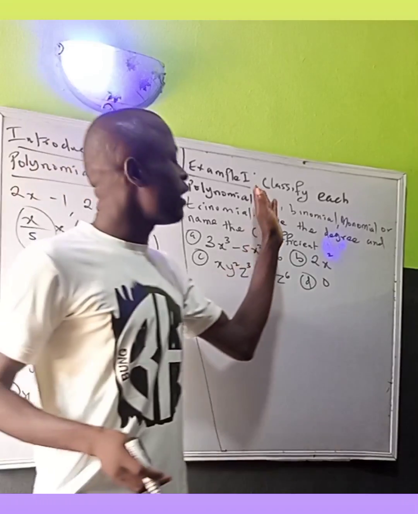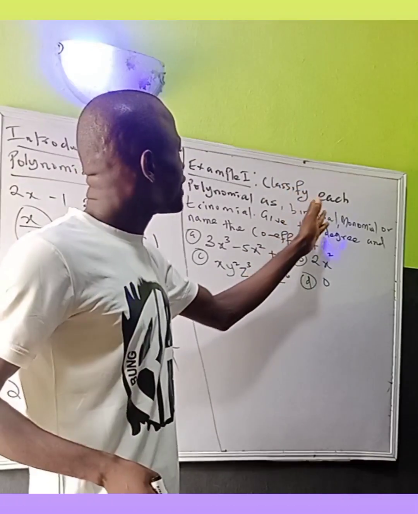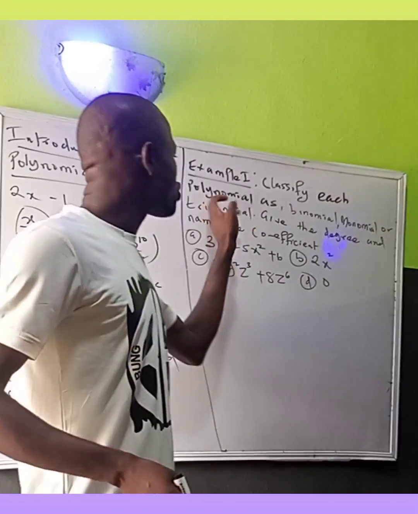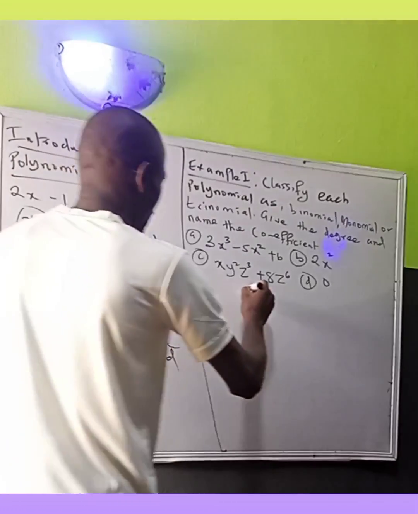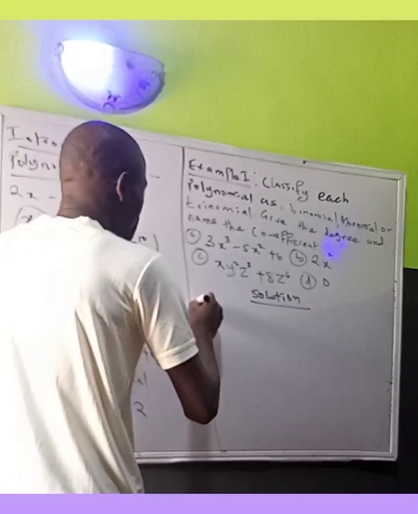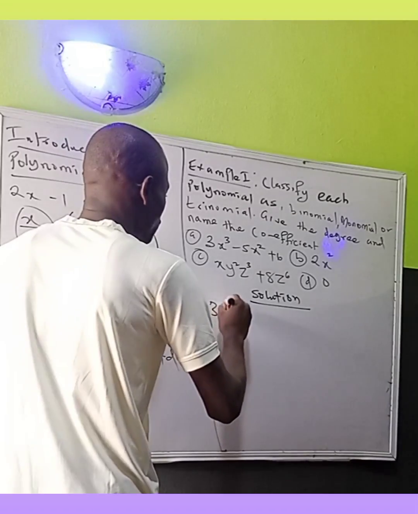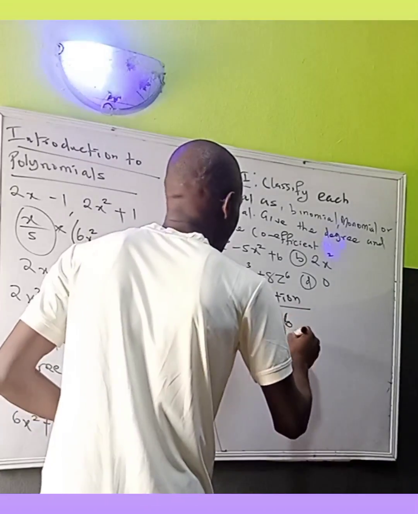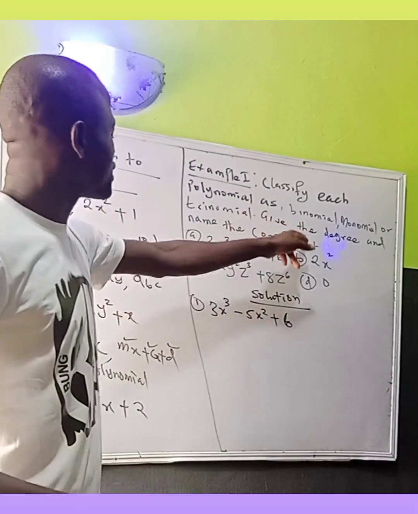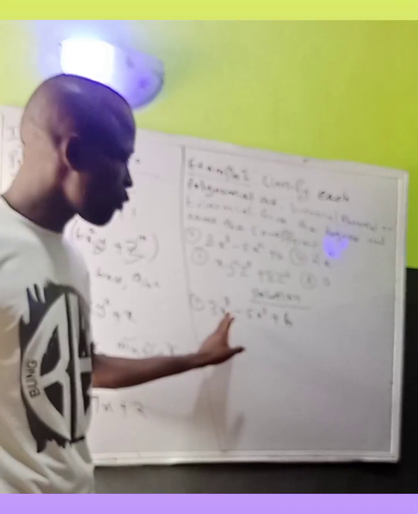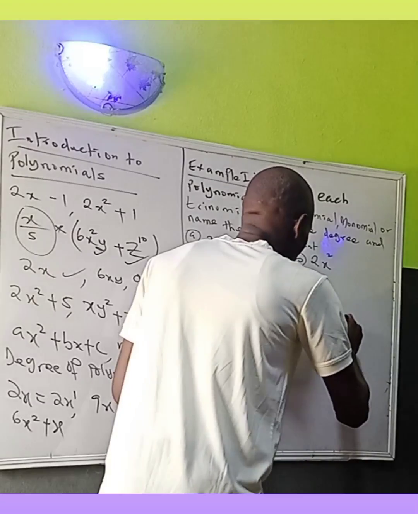Okay, we move to the example. The example says, classify the polynomial as binomial, monomial or trinomial. Let's look at the first one. This polynomial is 3x raised to power 3 minus 5x squared plus 6. Now we are asked to classify, is this polynomial a binomial? How many terms does it have? 1, 2, 3. So this polynomial is a trinomial.